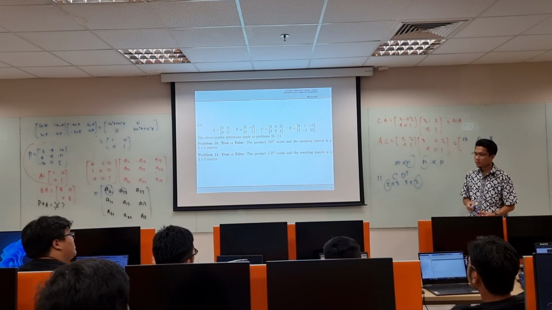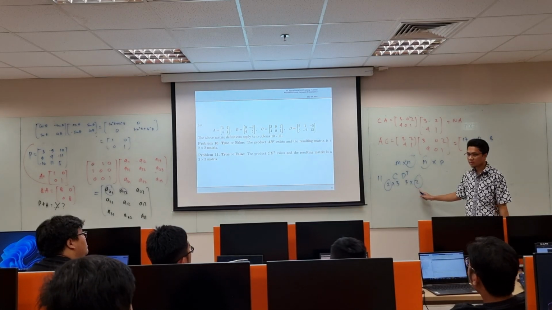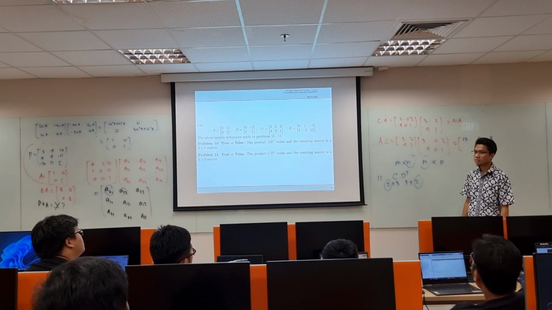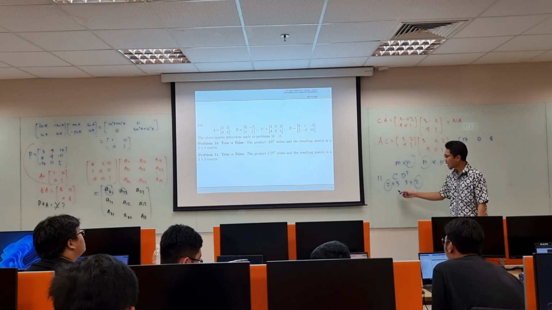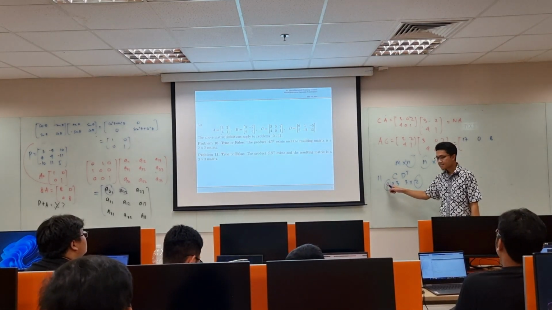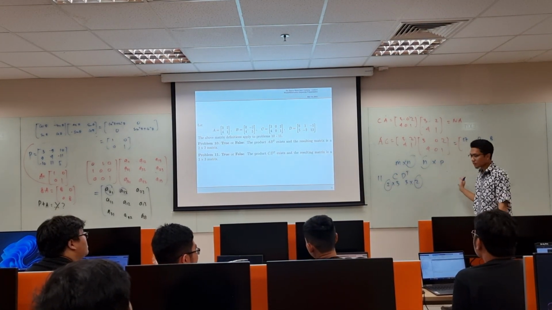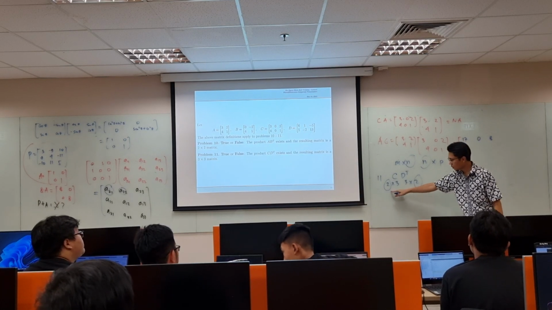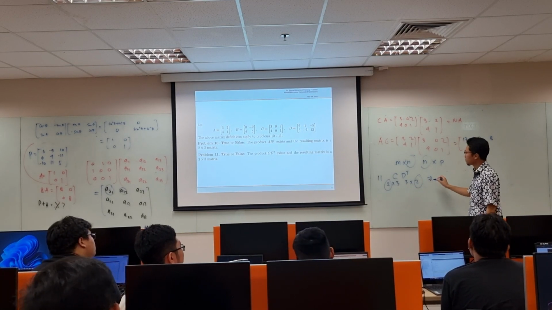The resulting size is 2 by 2. The size depends on the rows of the left matrix and the columns of the right matrix. This will be the size. You just multiply them.